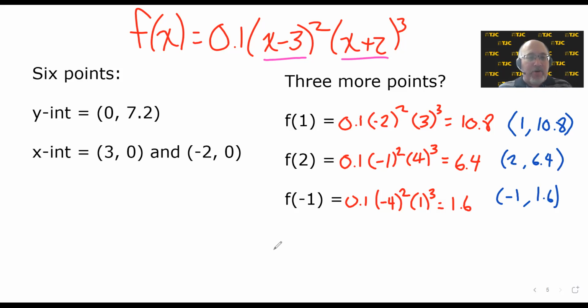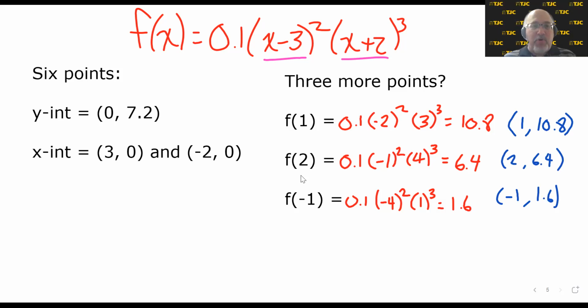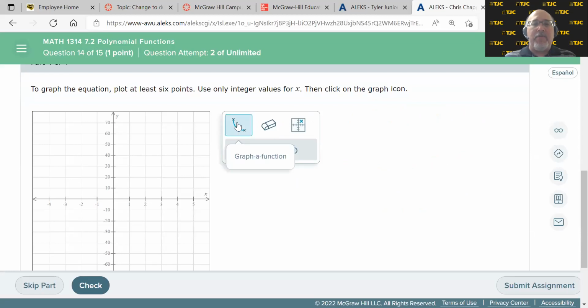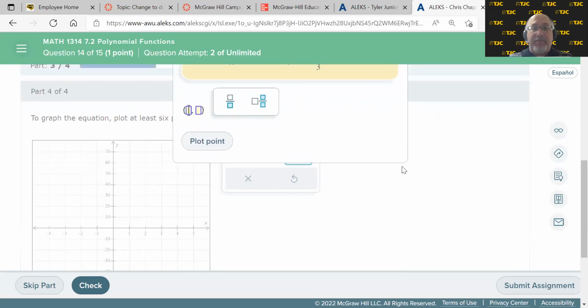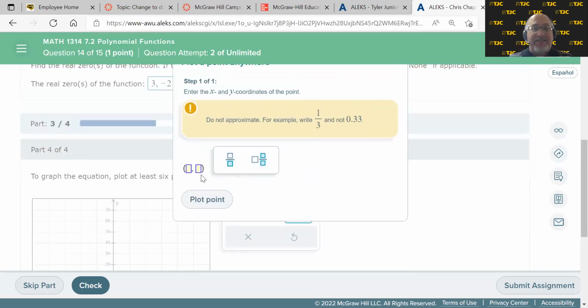Now all we have to do is go into the homework and put these points in here. Now, how are we going to do that? Well, if you hover over a tool, it tells you what to do. Graph a function, eraser, plot a point. And we're being asked to plot 6 points. Now, when I click this, it's going to prompt me to type in the x and y coordinates of an ordered pair. Do not approximate. For example, write 1/3 and not 0.33. 1/3 is an exact value. 0.33 is an approximation. It's not saying don't use decimals, but if that decimal goes forever and you're forced to round, don't use it.